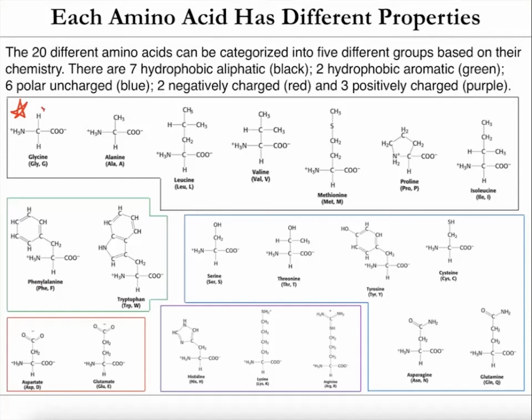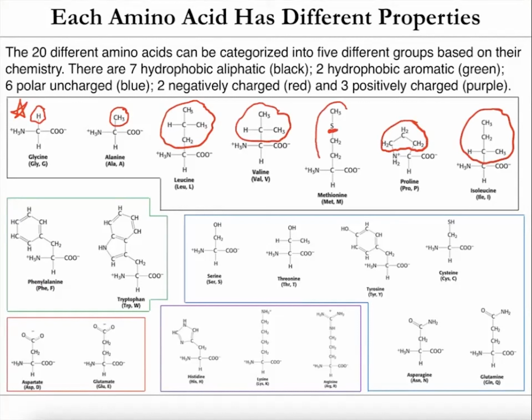So you see this one just has a hydrogen, so that's hydrophobic. This one just has a methyl group, that's hydrophobic. This one it's just basically a hydrocarbon chain, so it's not going to interact with water. Same with this one, same with this one. This one just has hydrocarbons, even though it forms this ring. And this one has a sulfur atom, but basically it just has these groups that are hydrophobic.